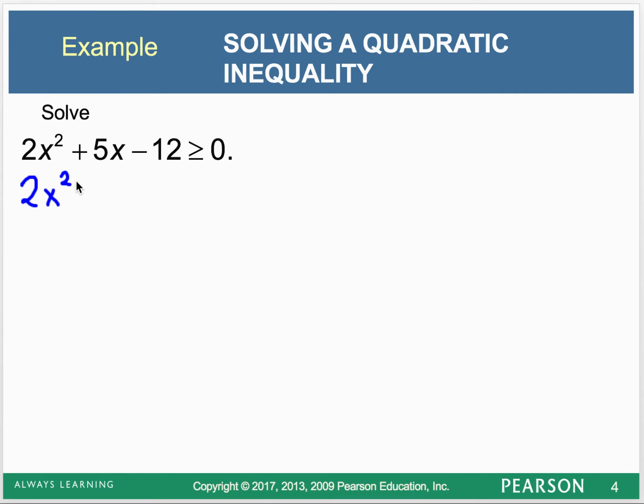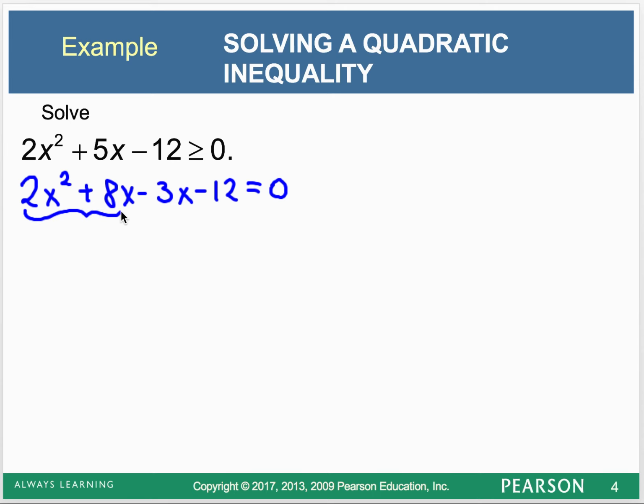2x squared. My numbers are 8x and -3x, right? 8 times -3 is -24, 8 minus 3 is 5. So 8x minus 3x minus 12. And really, at this point, since I'm just trying to find my zeros, I can change that to an equal sign.